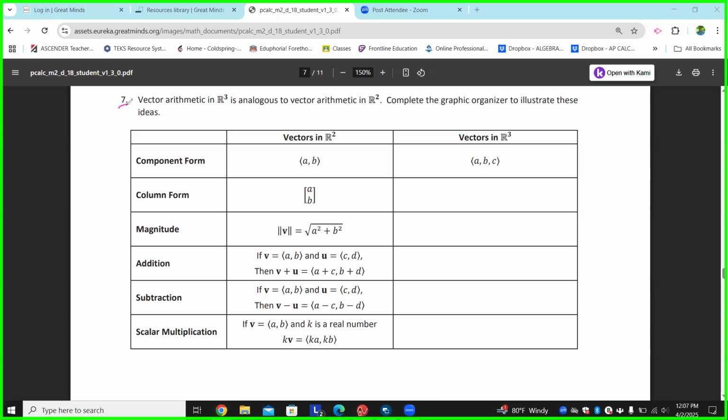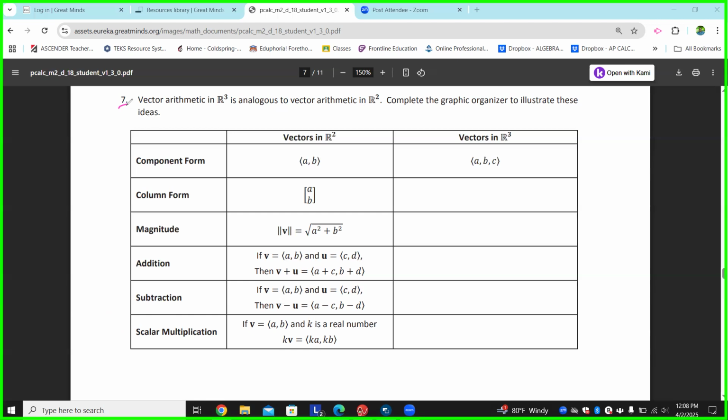All right. So we have basically analyzed two-dimensional space in the last 3 units. We have our component form, which is just the inequalities with the a and b. We have our column form, also known as a 2x1 matrix. We have our magnitude formula for two dimensions. We have our addition equation. Adding two vectors, you just add their corresponding x values and y values. We have our subtraction, same concept: subtract the corresponding x values and y values.